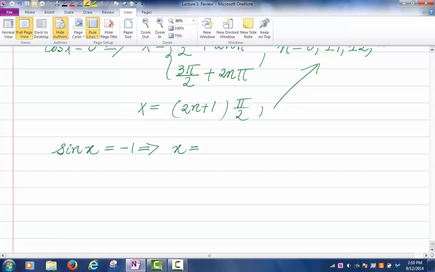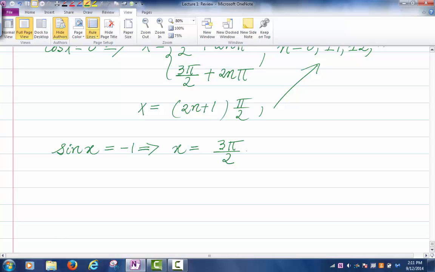Sine x is negative 1. Sine x is the second coordinate of the points on the unit circle. And the only place on the unit circle where the second coordinate is negative 1 is at the 3 pi over 2 angle, right? So x could be 3 pi over 2. Between 0 and 2 pi, that's the only angle where sine x is negative 1. You realize that? Because there is only one point where the second coordinate is negative 1, and that's where you have 3 pi over 2.